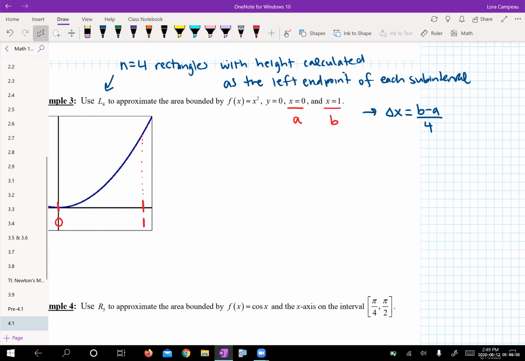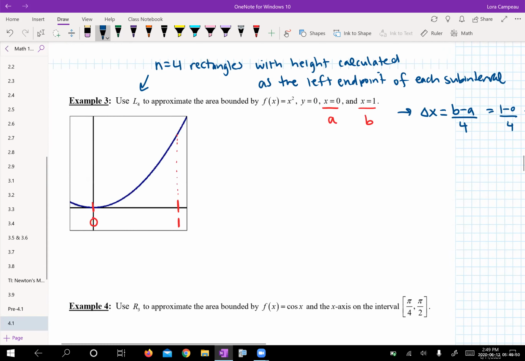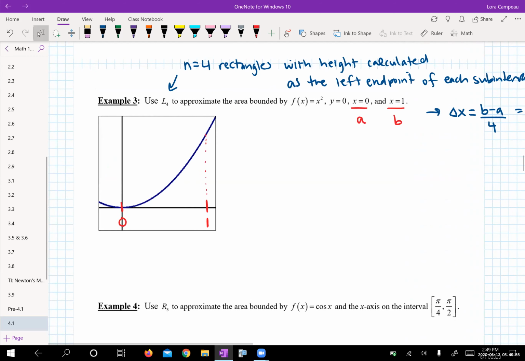And what do we have? B minus a. B is 1. A is 0. So that should give us our rectangles have base 4. So, not base 4, base 1/4. And that would make sense if you are breaking up the interval into 4 equal rectangles.